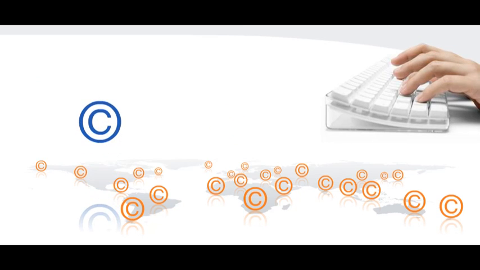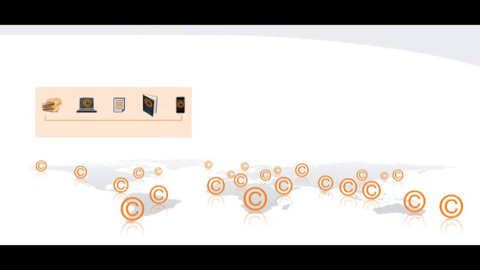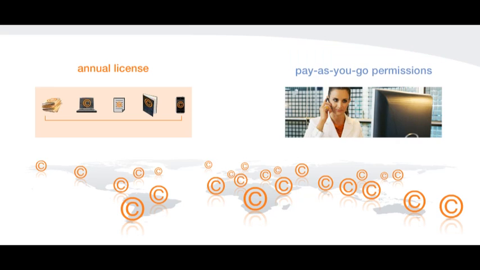In the United States, licensing is completely voluntary for both those who use content and those who create it. In general, businesses and other organizations can choose to purchase an annual license for the rights to share content from many different works in many different ways, or they can secure pay-as-you-go permissions. Both options are available through collective licensing organizations.